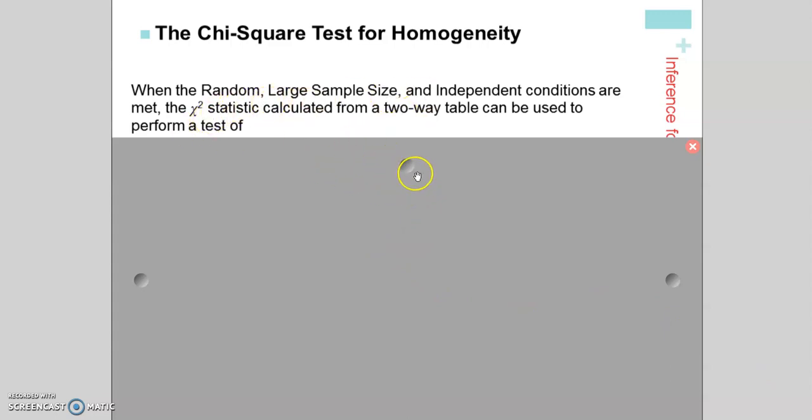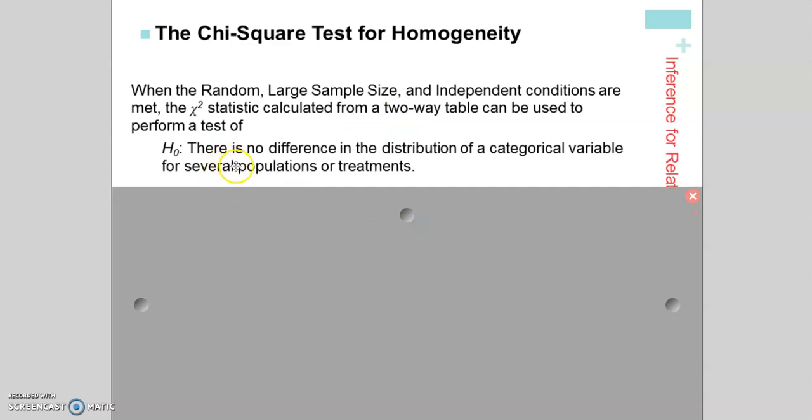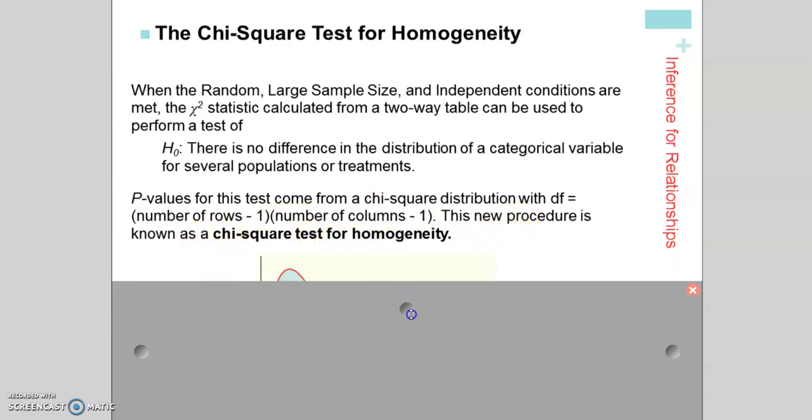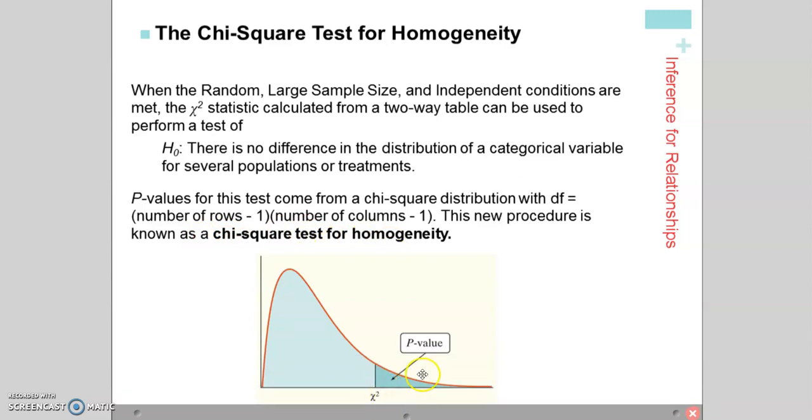Well, when my conditions are met, I perform a test where the null hypothesis is there is no difference in the distribution of the categorical variable for several treatments in this case. And then I use a chi-square distribution with these degrees of freedom. So it's the number of rows minus 1 multiplied by the number of columns minus 1. And this new procedure is called a chi-square test for homogeneity.